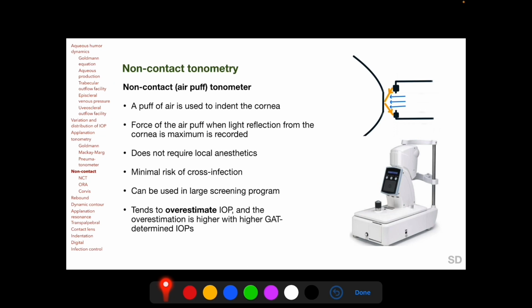Non-contact tonometers do not require local anesthesia and offer a minimal risk of cross-infection, and so they can be used in large screening programs. Compared to IOP recorded with the Goldmann Applanation tonometer, non-contact tonometers overestimate intraocular pressures, and this is very important to remember. And the overestimation is more with higher intraocular pressures measured with Goldmann Applanation tonometers.